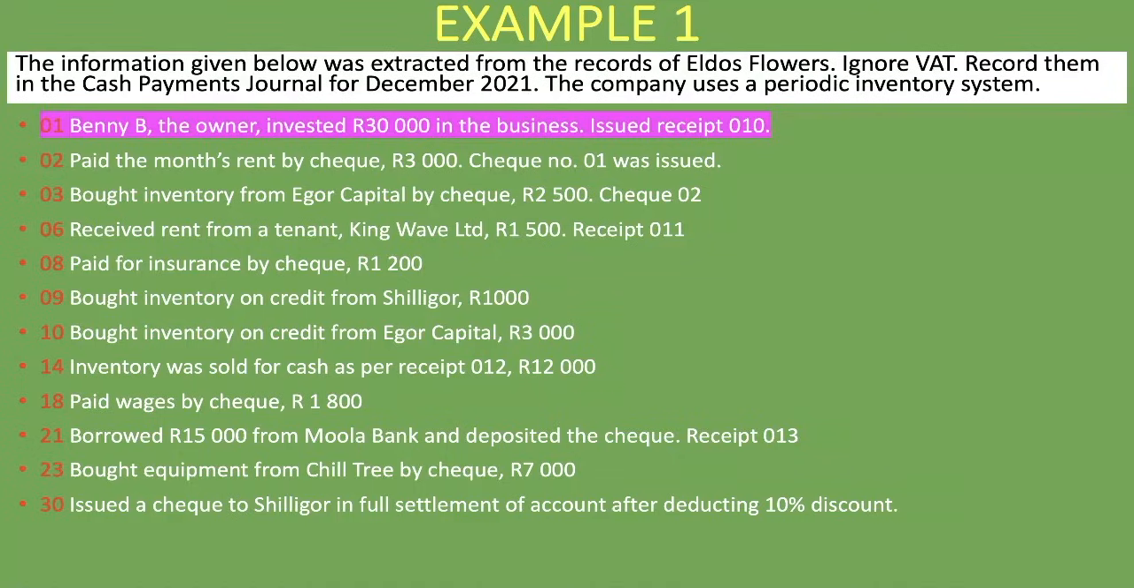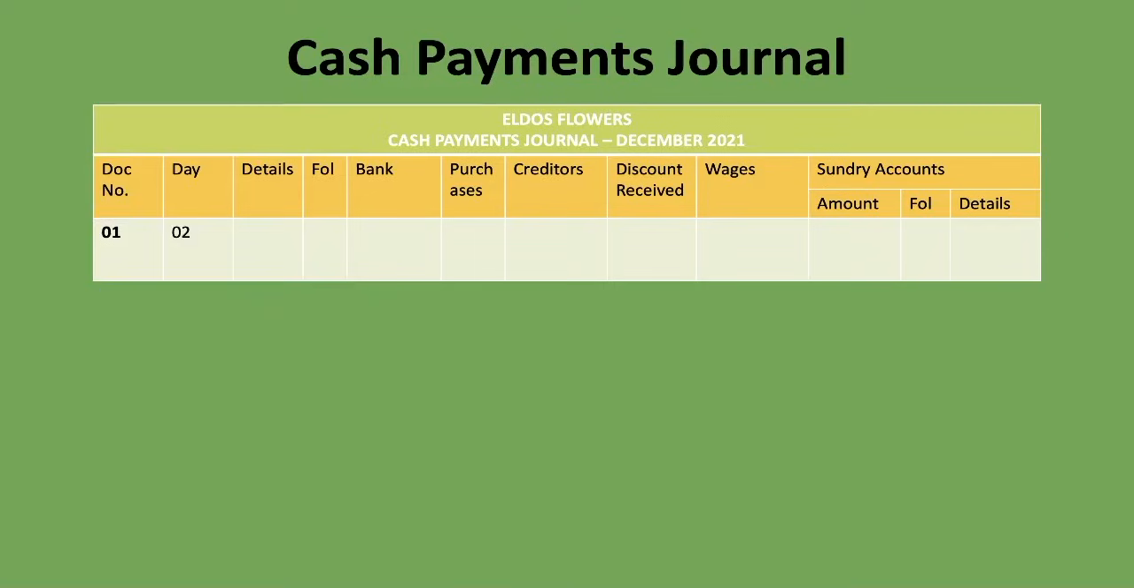Now what happened here? We paid money out. So what do we know? We know that it has to go into the cash payments journal. We paid it using a check. So we put the date, which is 02, and we have the check number, which is 01. So we're going to put the document number as 01 and the day as 02. So let's go to our cash payments journal. You can see they have already put the document number 01 and then the day there is 02.